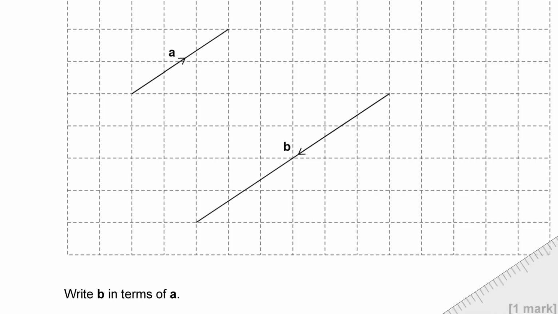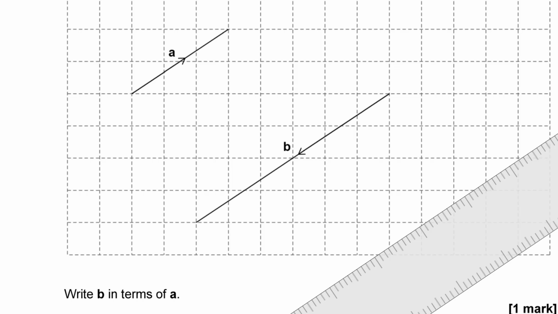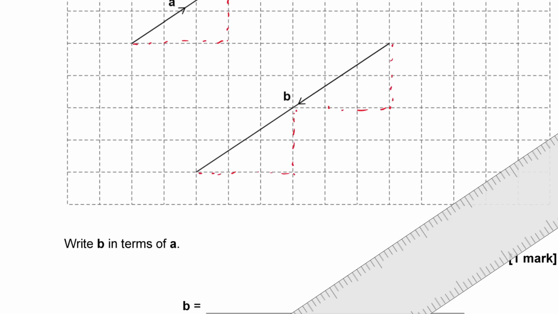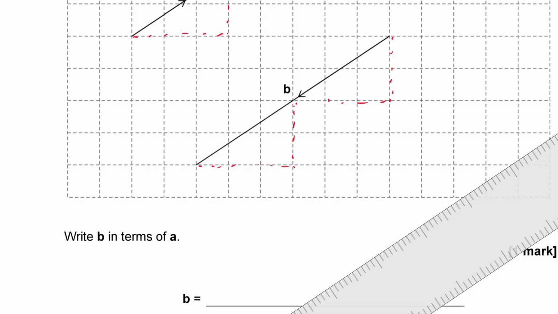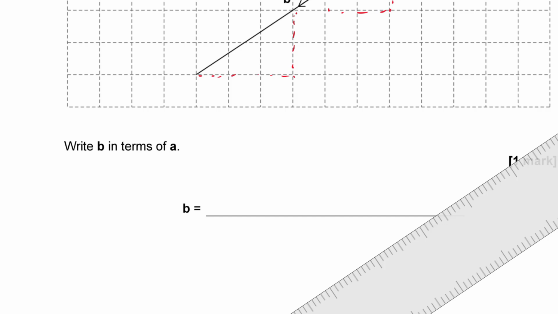So write B in terms of A, but you can also see that from one end of the line to the other, it's like 3 along and 2 up. So if I did that here, look, 3 along, 2 up, 3 along, 2 up. You can see that the vector A fits into the magnitude of vector B twice. So B is twice as long as, and in the opposite direction to A, it's going to be -2 lots of A then, isn't it? So B is -2 lots of vector A.